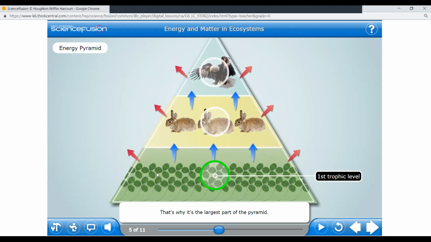Remember I told you, as you go up, the energy decreases. If the question is asked, where do you find the most energy in the energy pyramid? You will say the first trophic level, the producers. Producers, they have the most energy. Understood, girls? It's an important question. Where do you find the most of the energy in the energy pyramid? You will say with the producers.